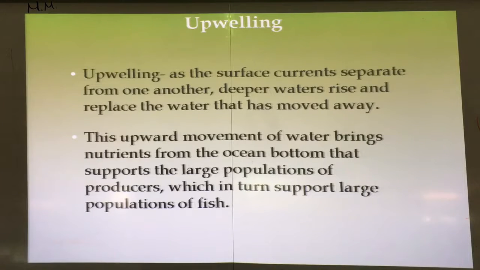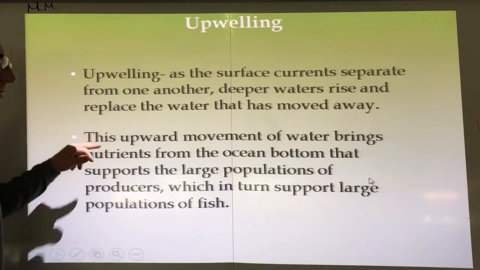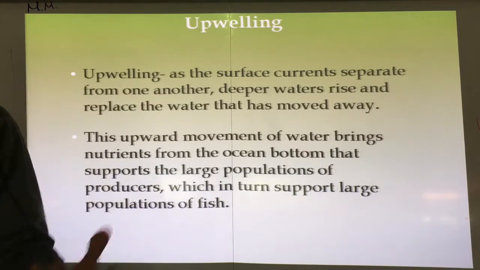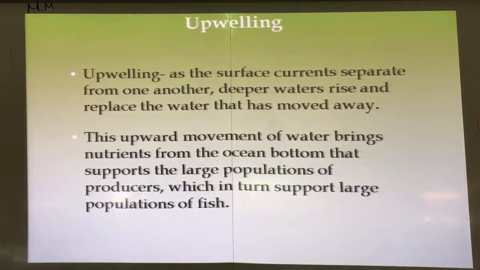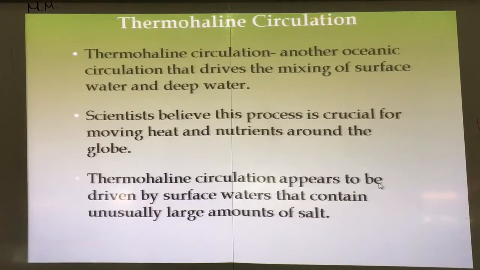Okay, upwelling: surface currents separate from one another, and deep waters rise and replace the water that has moved away. The important thing is this upwelling brings nutrients to help supply the food for those producers and small first level consumers. Now we're moving on to thermohaline circulation.